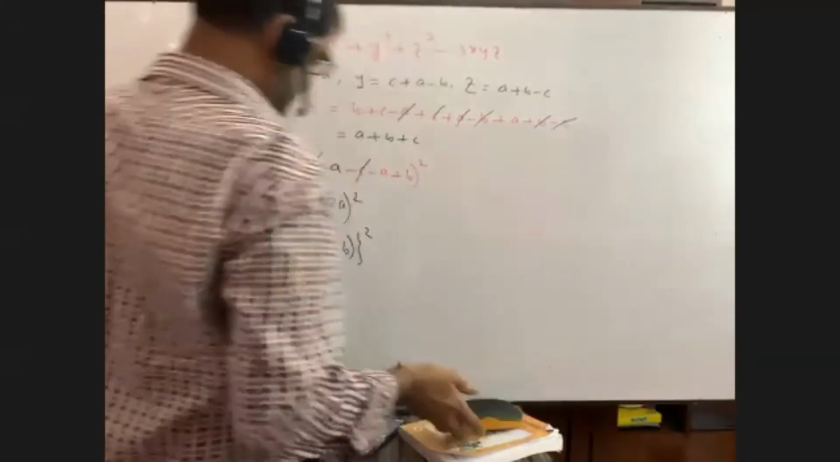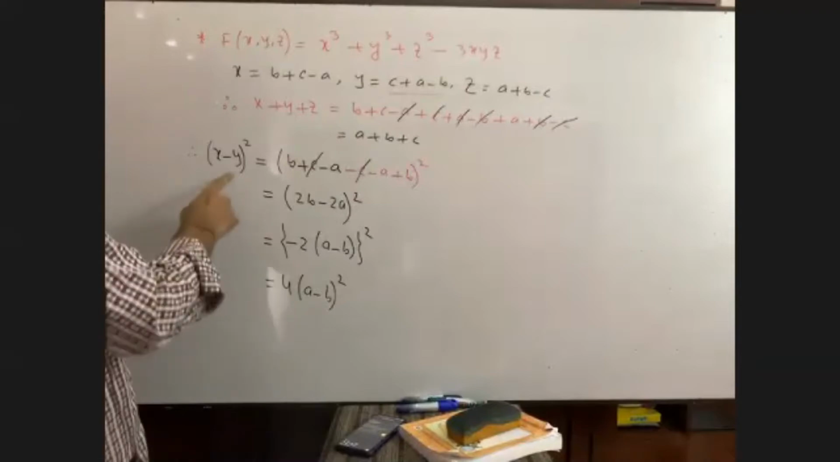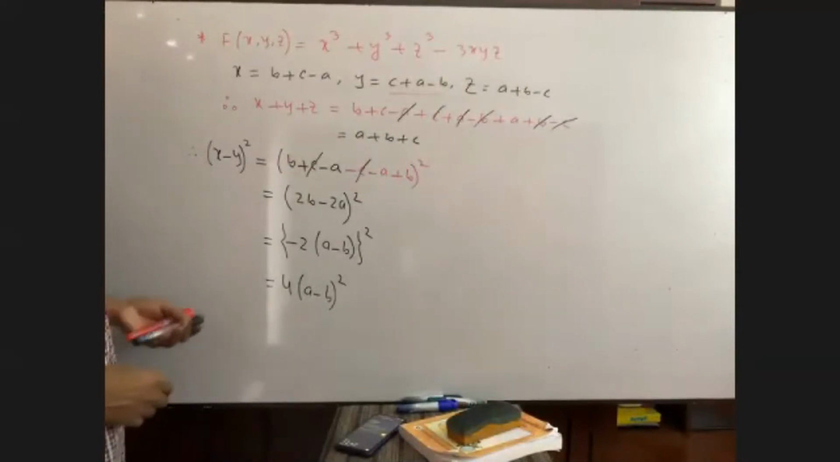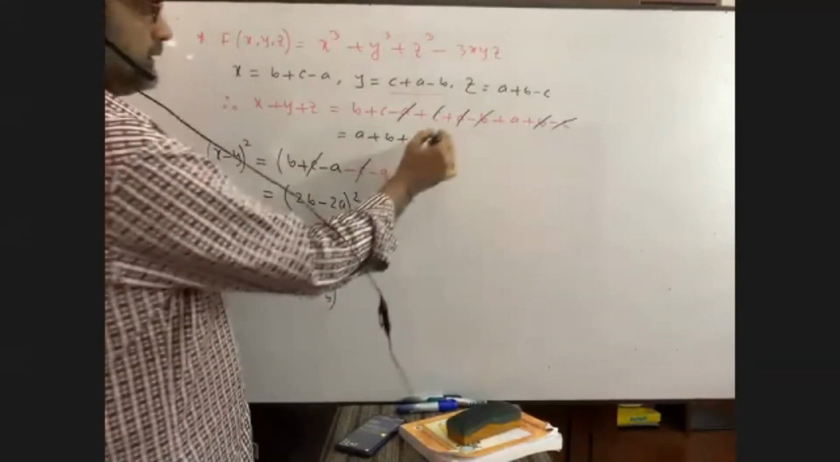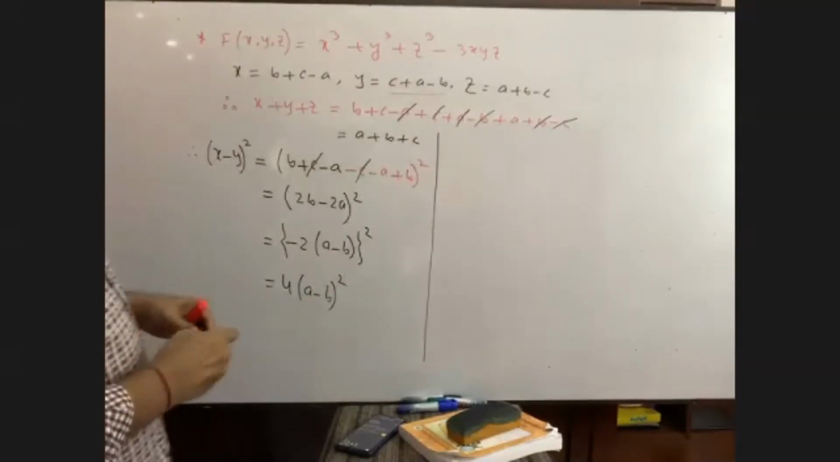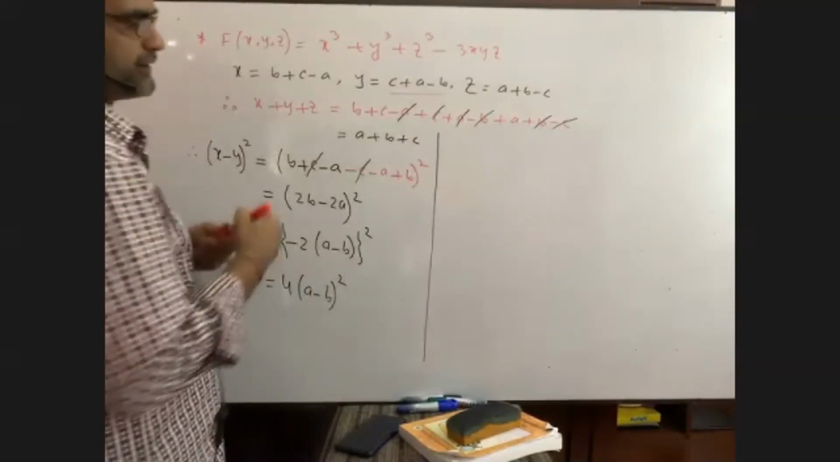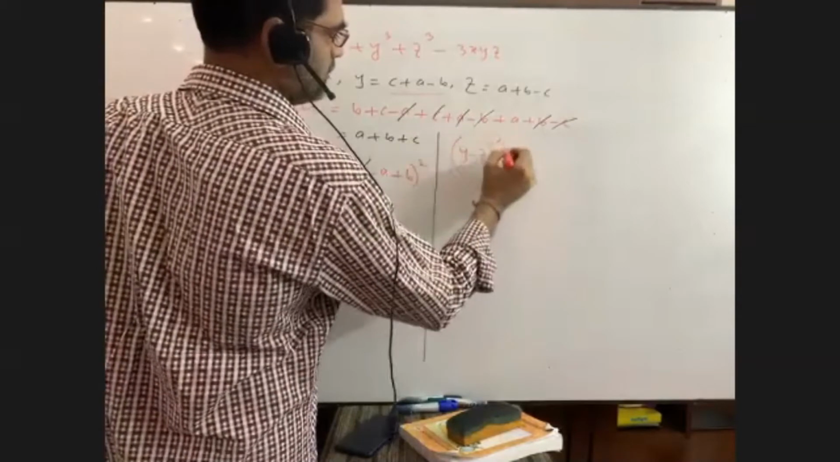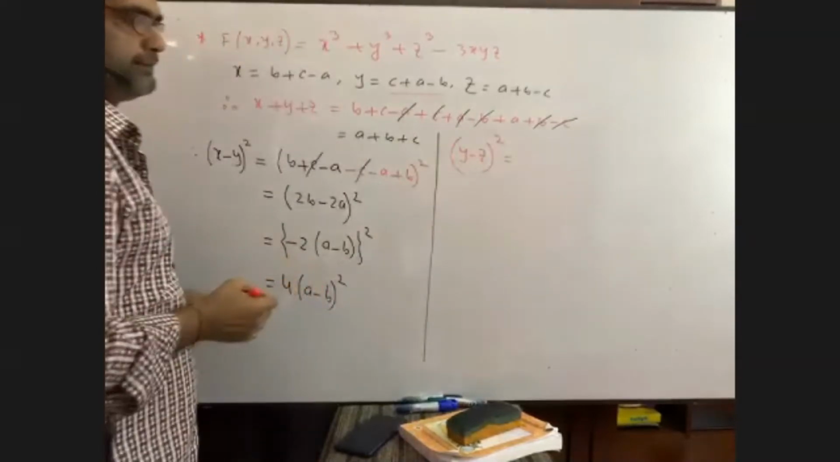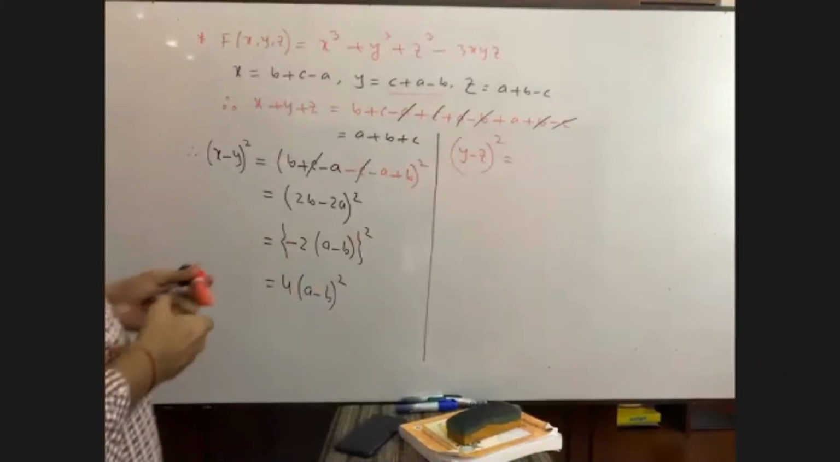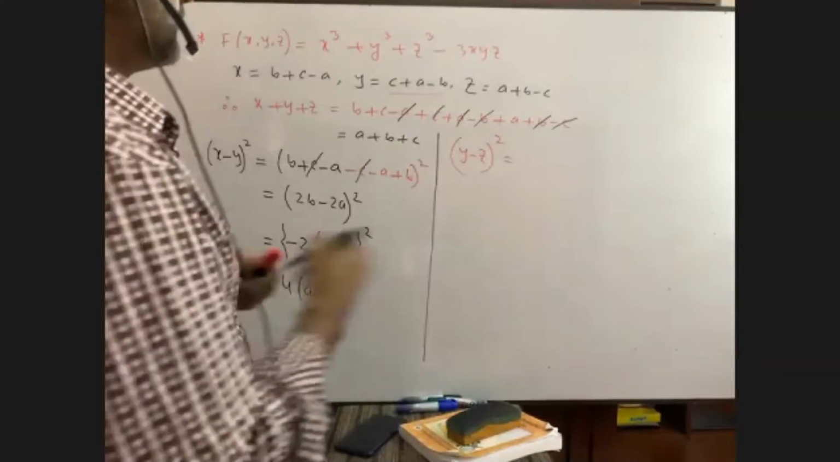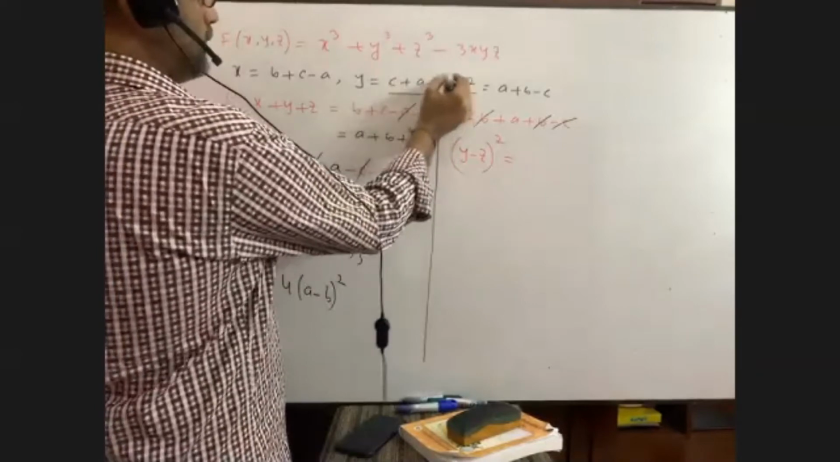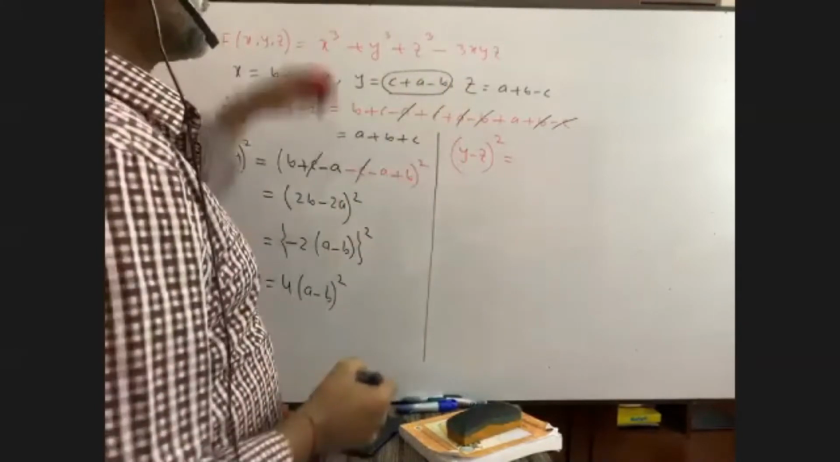Forget it. Now you see, x minus y whole square equals 4 into a minus b whole square. Now we are going to find y minus z whole square. Can you find it? Please find it and let me know. Y minus z whole square equals what?